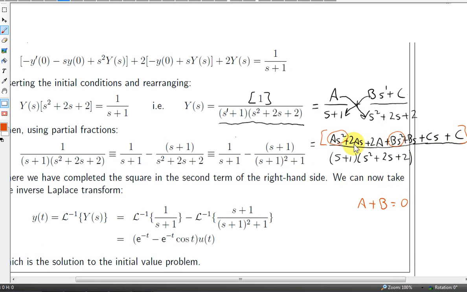The s terms must give us 0 as well. So we have 2as plus bs plus cs must give us 0. So 2a plus b plus c must equal 0. And finally the constant terms must give us 1. So the constant terms are 2a plus c. We can eliminate c between these two equations. Just subtract them. 2a minus 2a gives us 0. Then we have b plus c minus c. So we end up with b on the left hand side equals 0 minus 1.